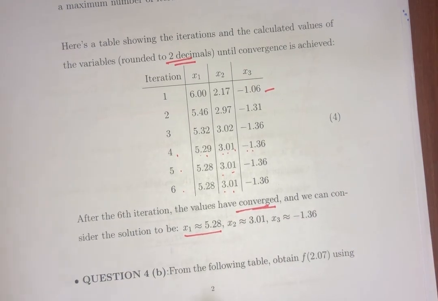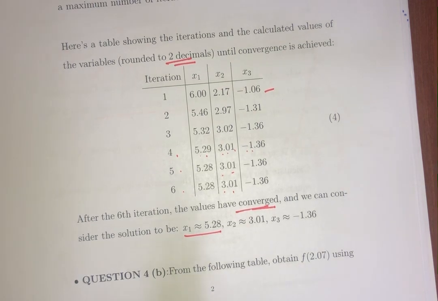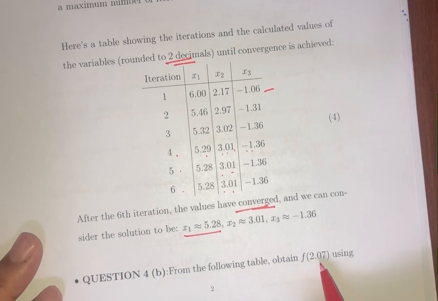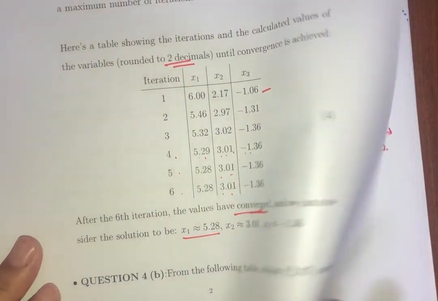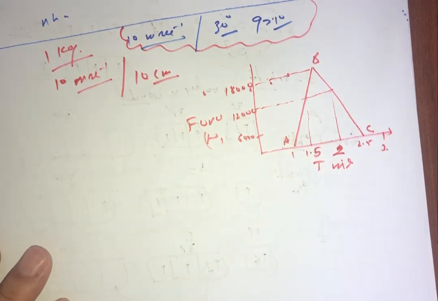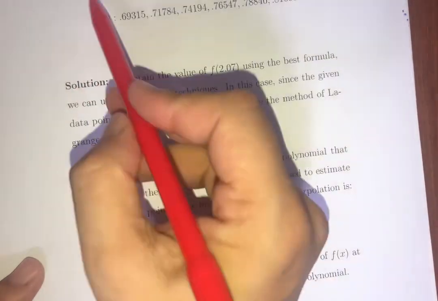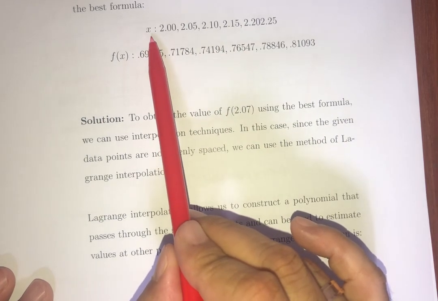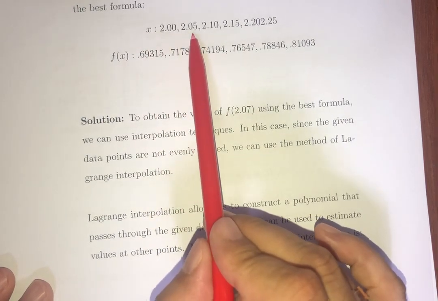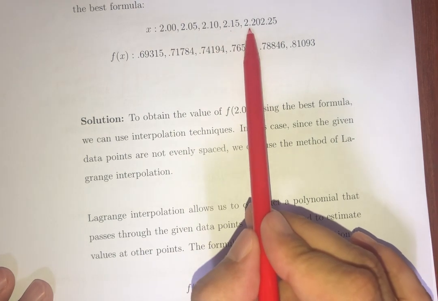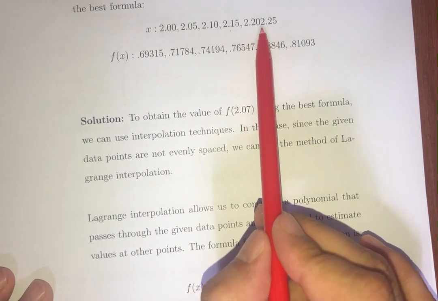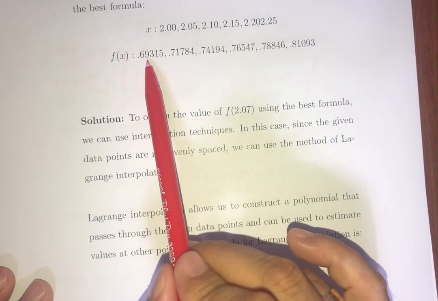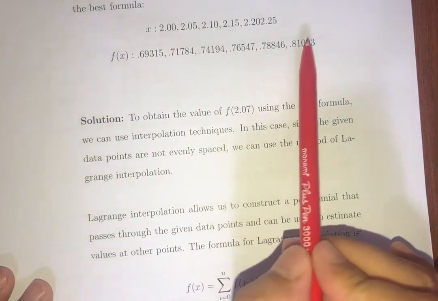This was question number 4a. Now question number 4b. From the following table, obtain f of 2.07 using the best formula. The table is given. First of all, we are given the values of x, which are 2, 2.05, 2.1, 2.15, 2.2 and 2.25. Now we have f of x as 0.69315, and so on for the values of f of x.